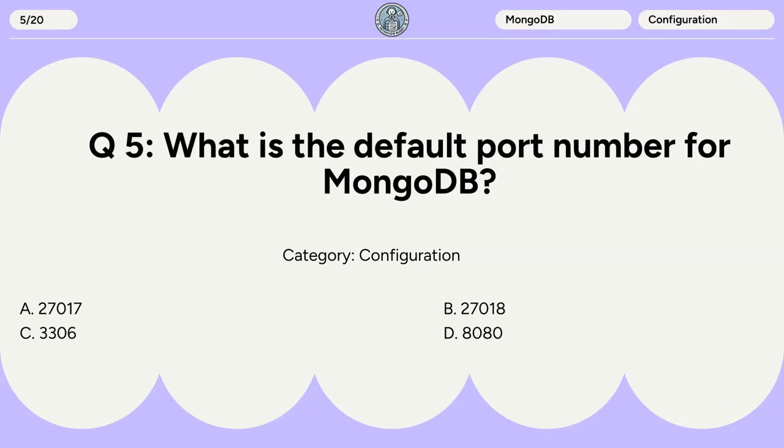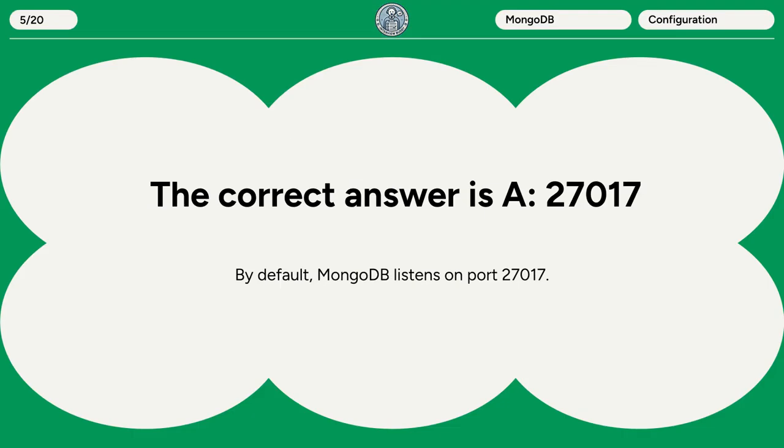Question 5. What is the default port number for MongoDB? A. 27017. B. 27018. C. 3306. D. 8080. The correct answer is A. 27017. By default, MongoDB listens on port 27017.